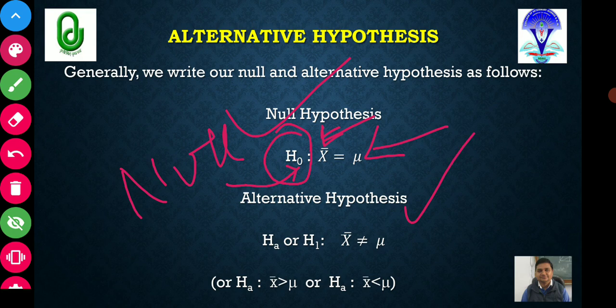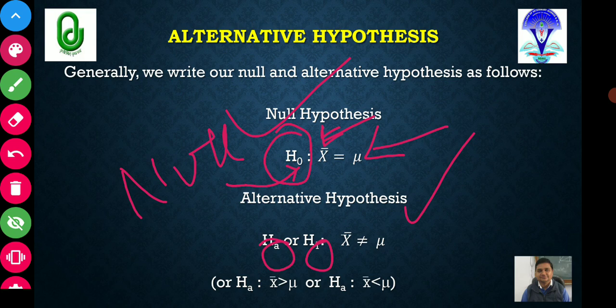Similarly, we can write alternate hypothesis. So what is alternate hypothesis? It is indicated by HA for alternate, or H1. So H1 - x bar, that is sample mean, is not equal to mu, that is population mean. Alternate hypothesis states that population mean is not similar to sample mean, or sample mean is not similar to population mean.